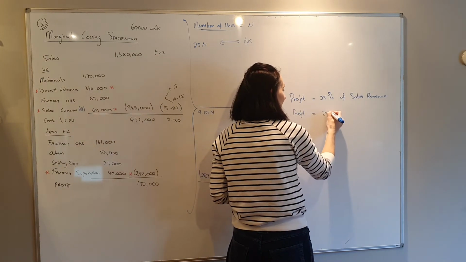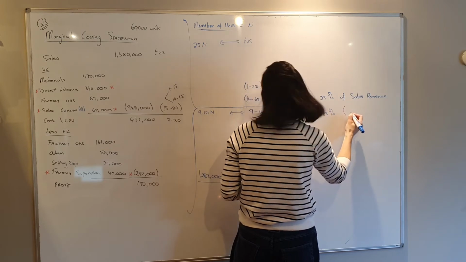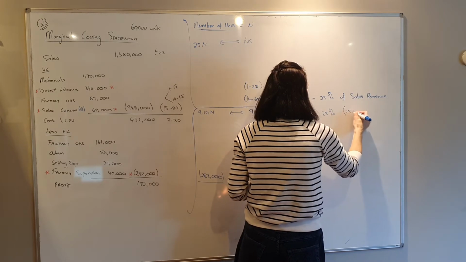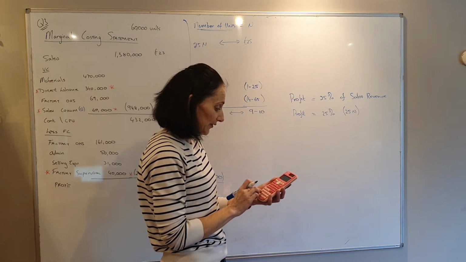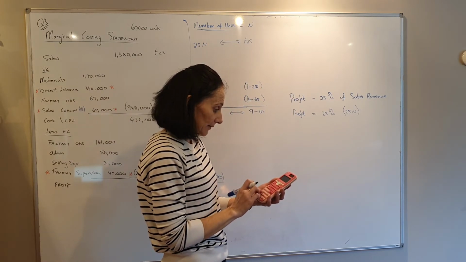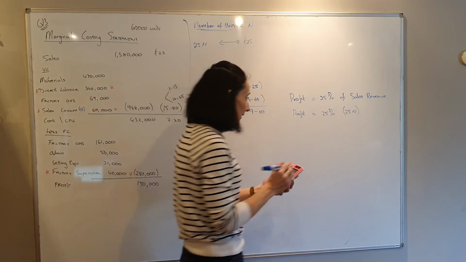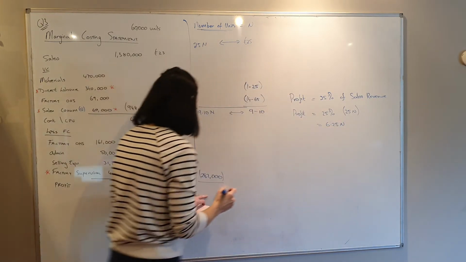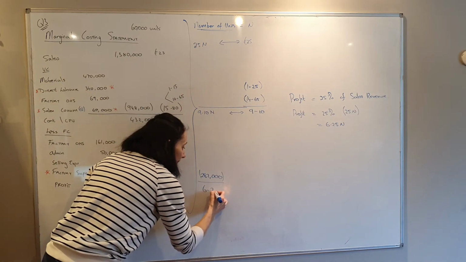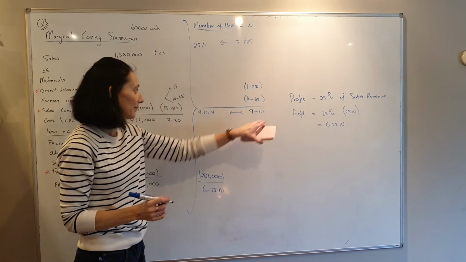So my profit is equal to 25%. Now I know my sales revenue is 25N. So you want 25% of 25N. So that's 6.25N. So now I know what to put in here. Okay, so that's important there.